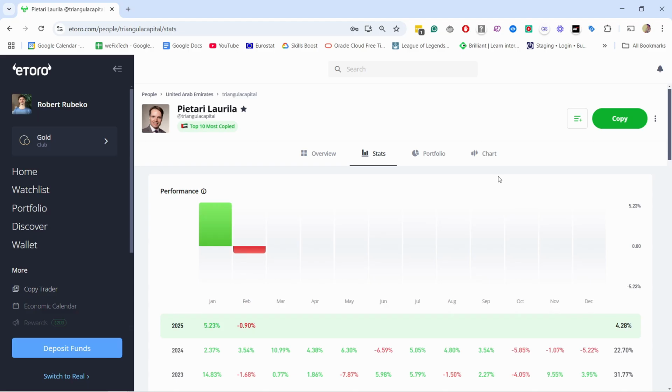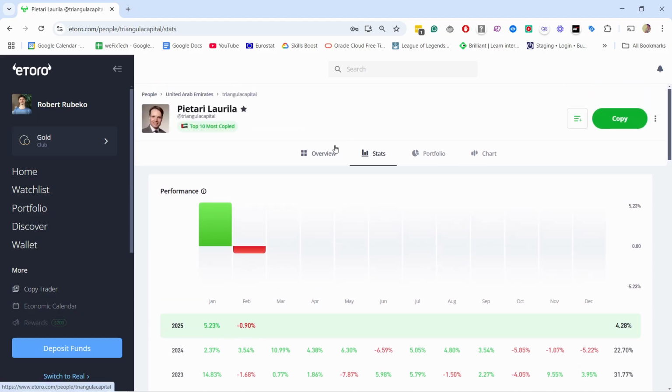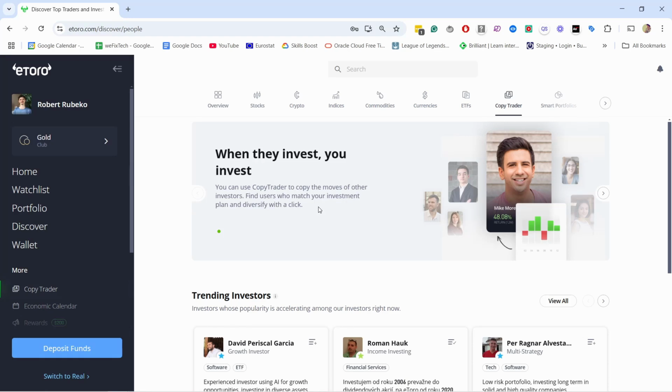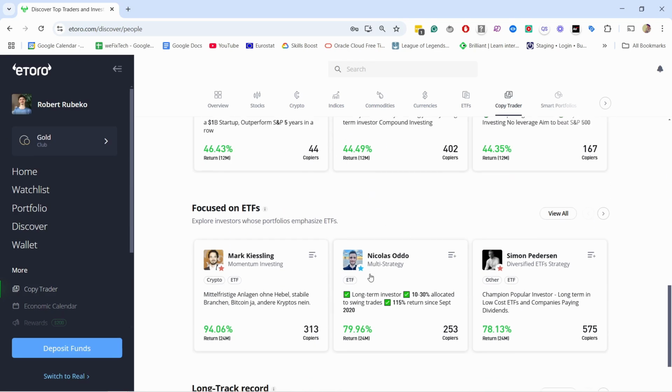And if this guy just has a really bad year, he gambles on something and it crashes, in the end it's your money that you're losing. And obviously he made the decision and you're gonna have to suffer for it. So you can just find copy traders here, the ones you like. They have different categories here, and you can research.